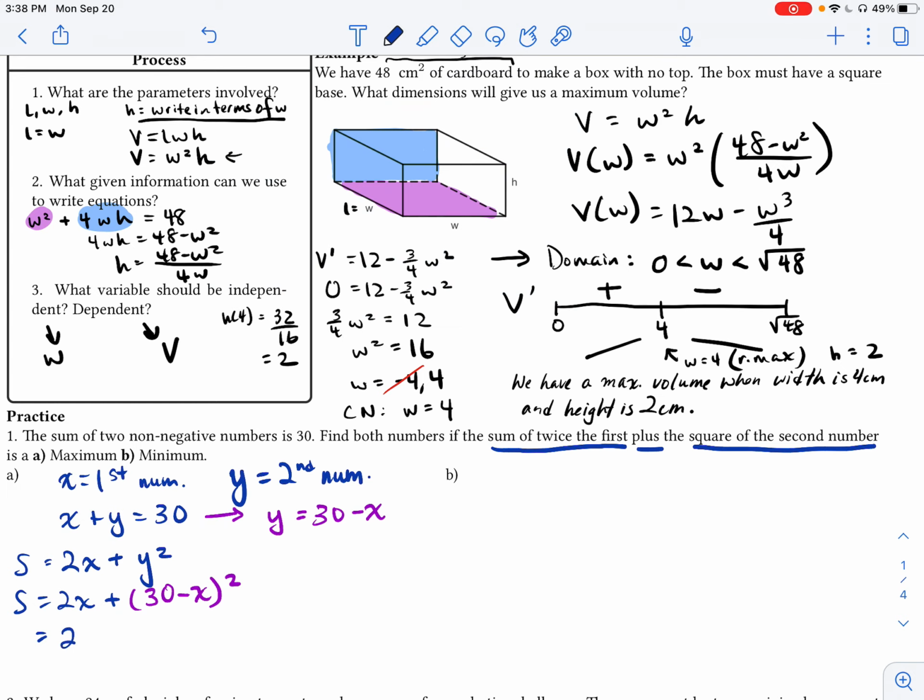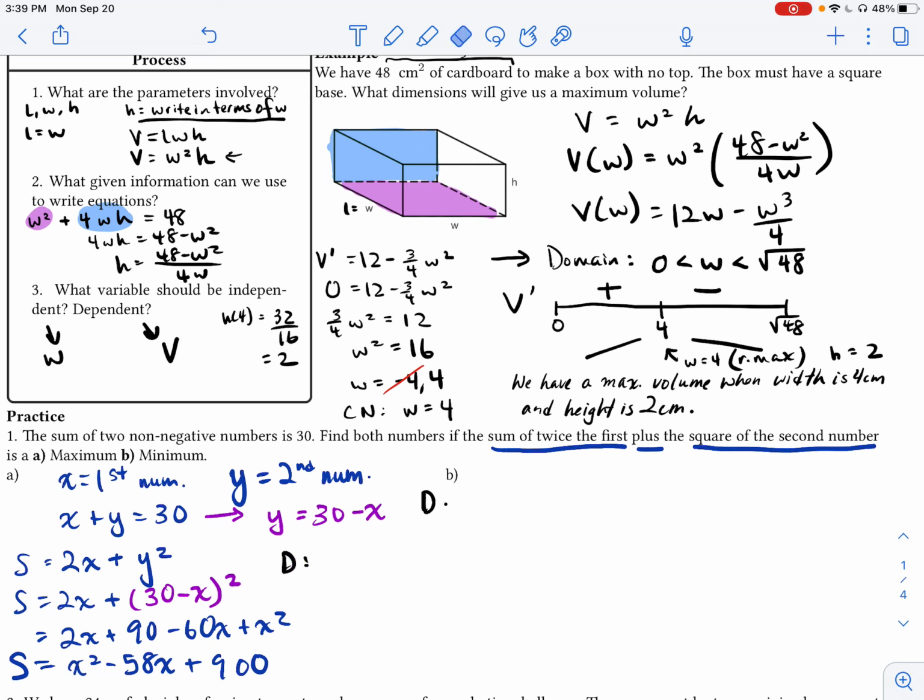Okay, so now let's clean this up a little bit. We can say that this is 2x plus 900 minus 60x plus x squared. And if we write this in descending order, this would be x squared minus 58x plus 900. All right. Now, so that is our sum function. That's the function that's going to give us a sum. So we know that we're going to need to find the derivative of this. Before I do, let's establish the domain. What do we know about the domain of this function? Well, actually, let me write it here.